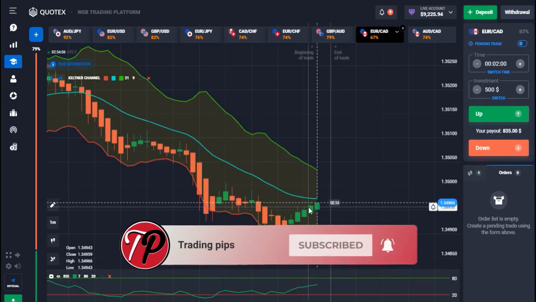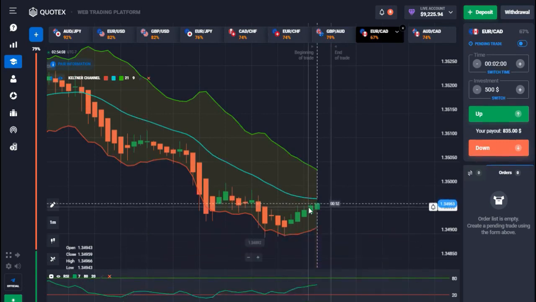Another thing is I always make sure that you try this out with your demo account. It is very important. Try this out with your demo account, and when you fully understand the strategy and how it works, then you can confidently trade this with your live account.